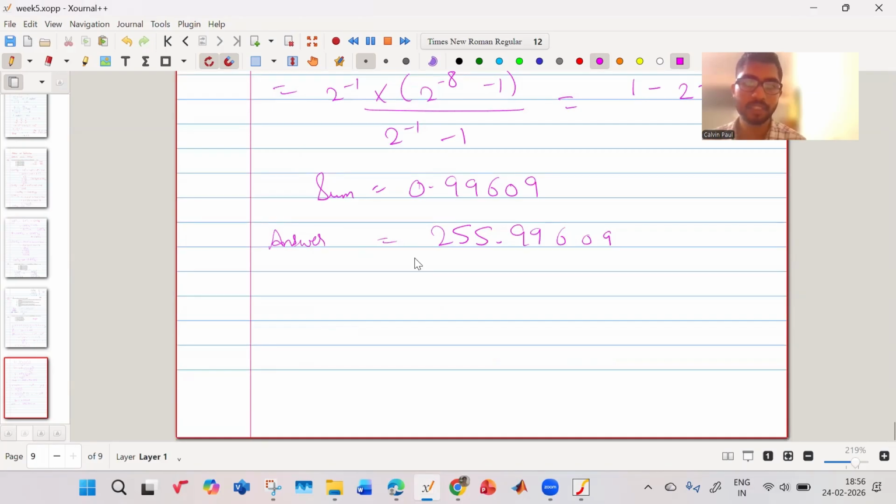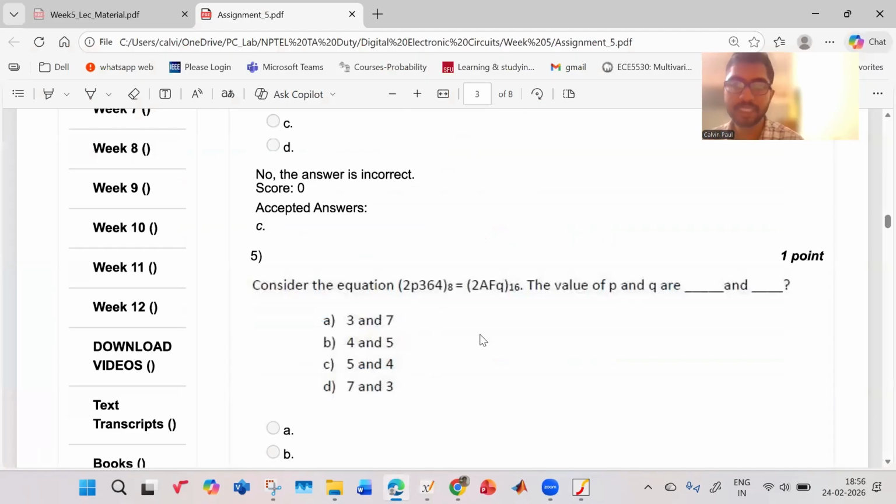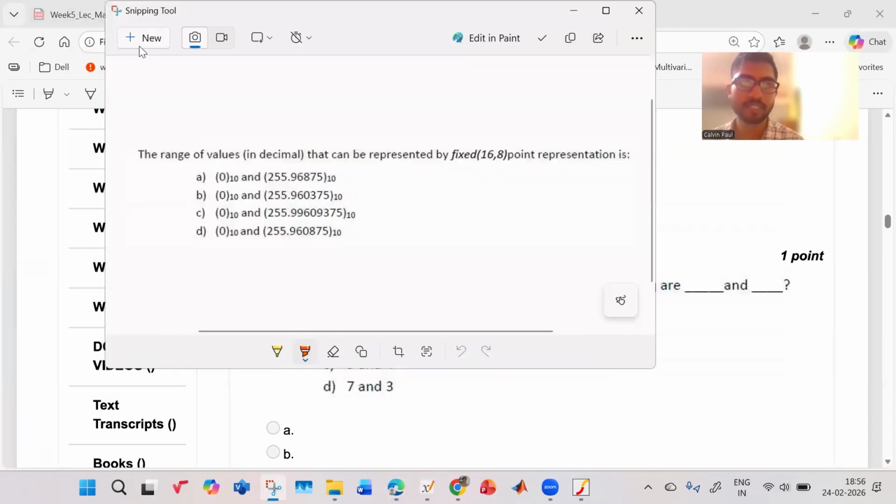We'll proceed to the next question. We have to find what are the values of P and Q. So let's see this.